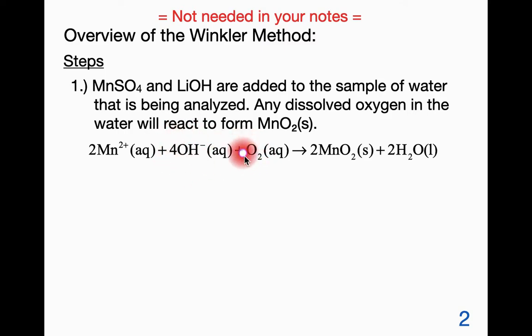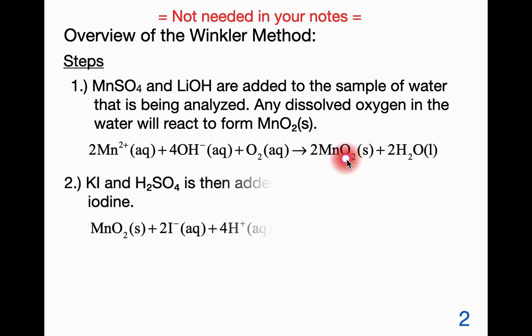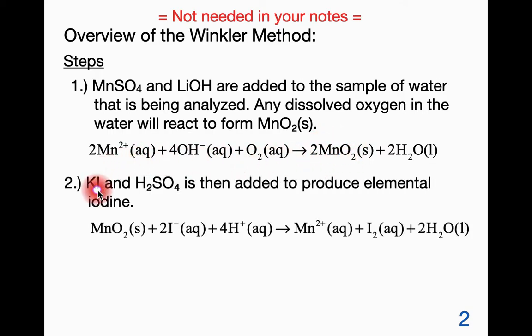So any oxygen, O2, that is dissolved in the water, and that's why it's written aqueous, because it's the oxygen gas dissolved in water, will undergo a reaction with the manganese in basic conditions, and it'll form the manganese(IV) oxide. The next step, potassium iodide and sulfuric acid is then added to produce elemental iodine.